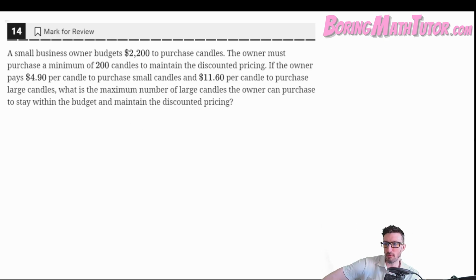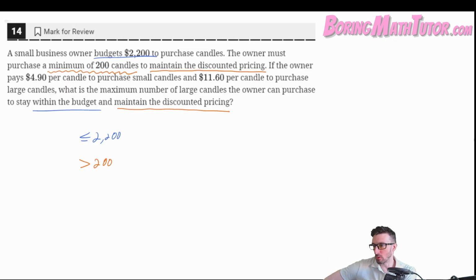Okay, so if he wants to stay within his budget, then that means he needs to be doing less than or equal to $2,200 total in purchases. If he wants to maintain the discounted pricing, well, what did they say about that? They said that he's got to do at least 200 candles. Well, what do we have? We have small candles and we got large candles.